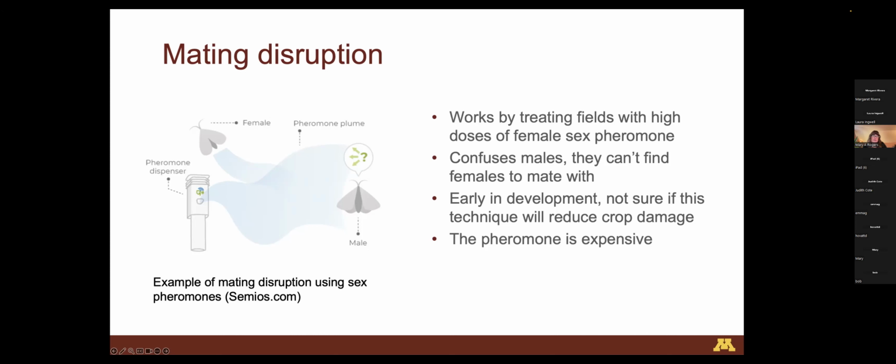So the research shows that these are working at disorienting the males. We have to learn a lot more about how they are deployed, whether or not they actually result in reduced crop damage. The pheromone is expensive, so there's all of these things that have to be considered before we can make this kind of recommendation.